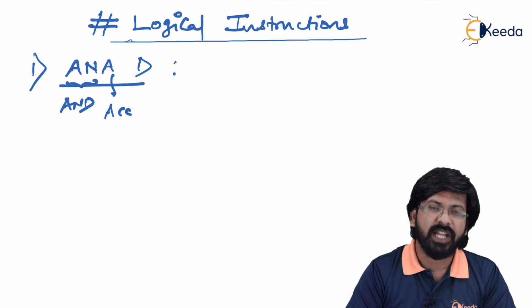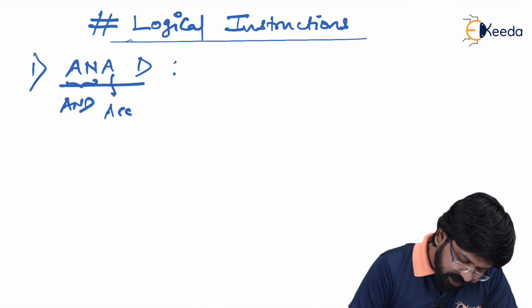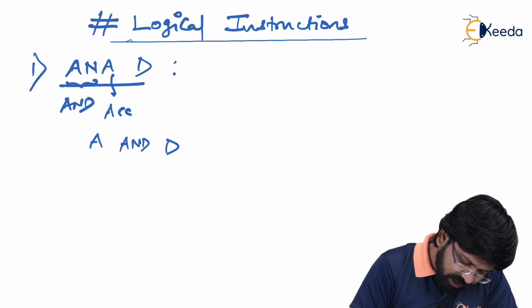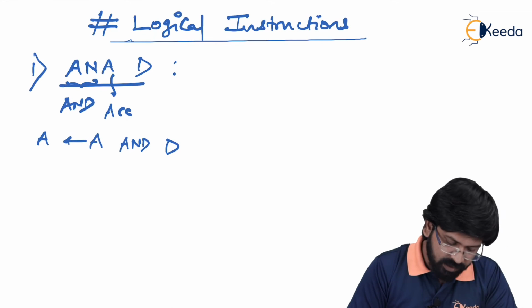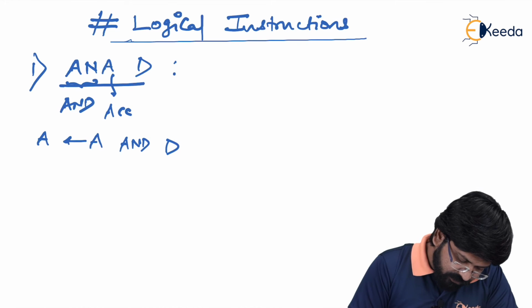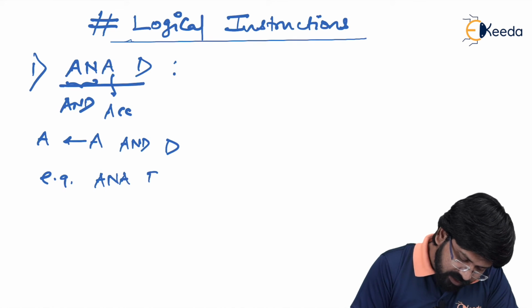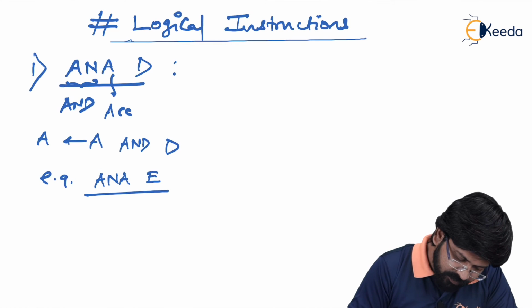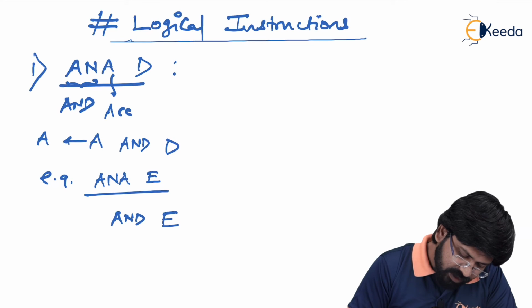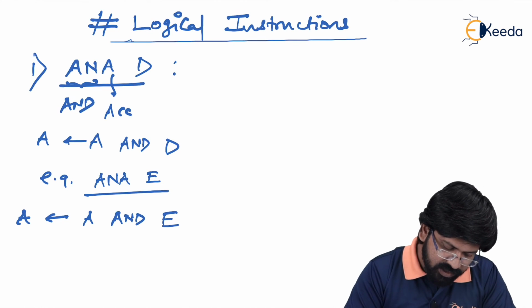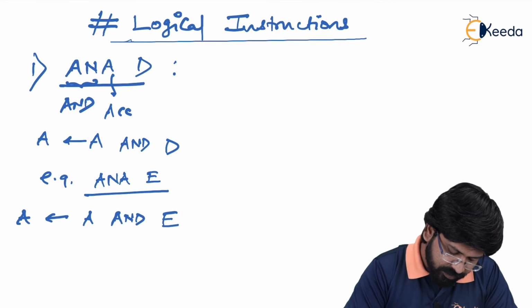So it logically ANDs the content of D with A, and needless to tell you, the answer goes to A as usual. Or if you have used an instruction like ANA E, then the content of E gets logically ANDed with the accumulator, and of course the answer goes to A. So likewise this instruction works.